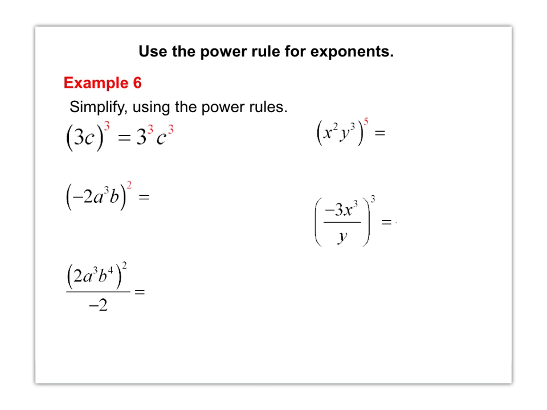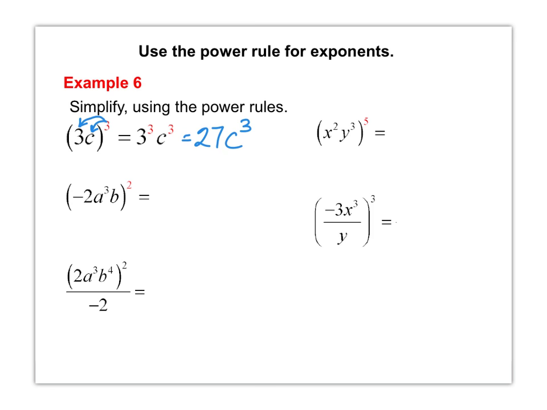Okay, in this example, we are going to use the power rule for exponents. The first one is started for us. Simplify using the power rules. 3c is the entire quantity to the third power. We are sharing that power of 3 with both terms that are in the parentheses. So we can write this as 3 to the third times c to the third. You can leave it like that. You may need to simplify 3 to the third as 27 and write your final answer as 27c to the third.